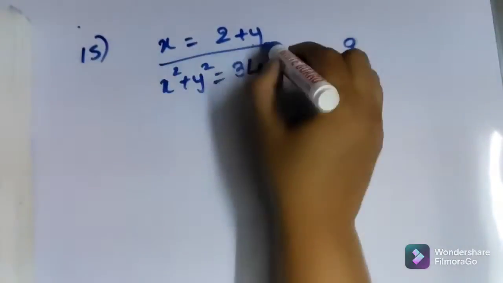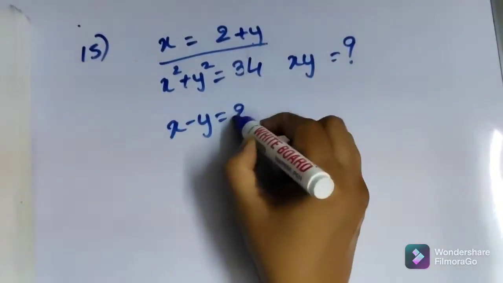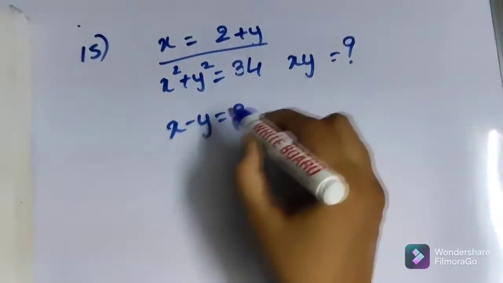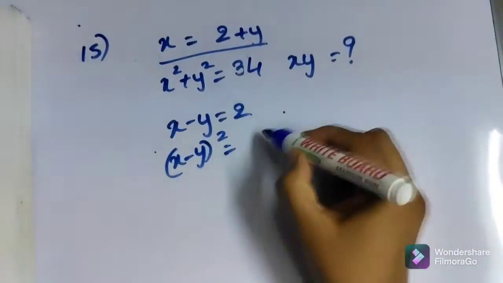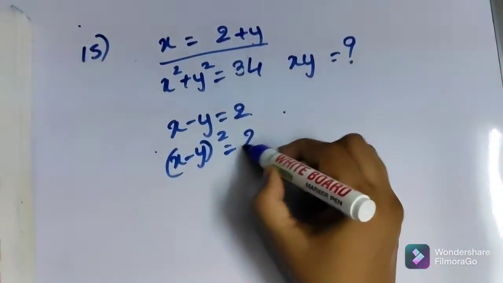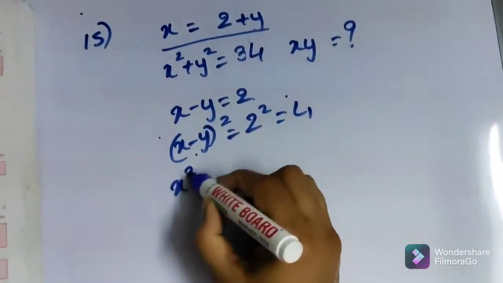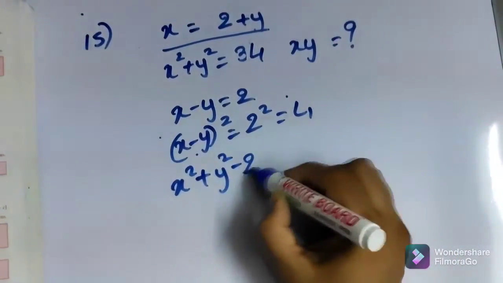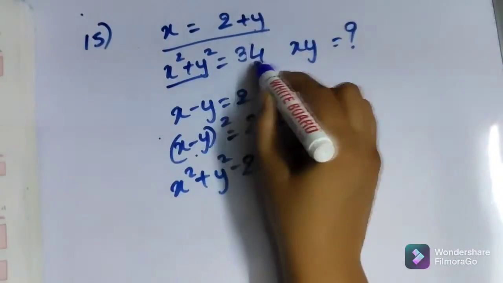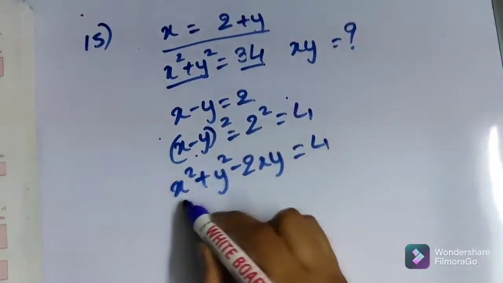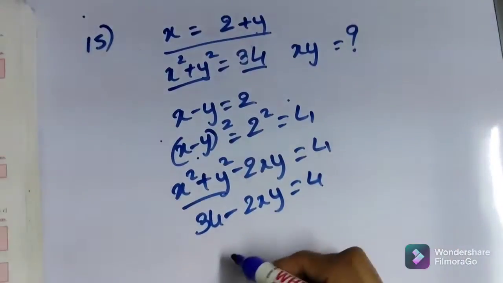So here we have this equation, right? I can write it like this: x minus y is equal to 2, right? Now if I square this equation, (x minus y) whole square is equal to 2 square, which is nothing but 4. Let me expand this. x square plus y square minus 2xy is equal to 4. The x square plus y square value is given as 34. So I'll replace this with 34, minus 2xy is equal to 4.